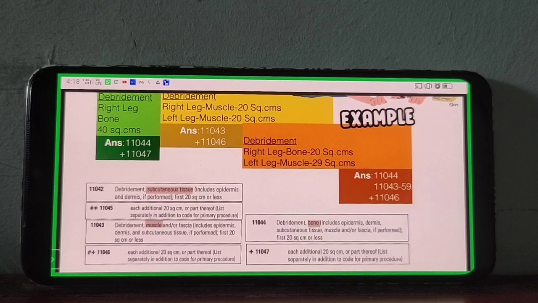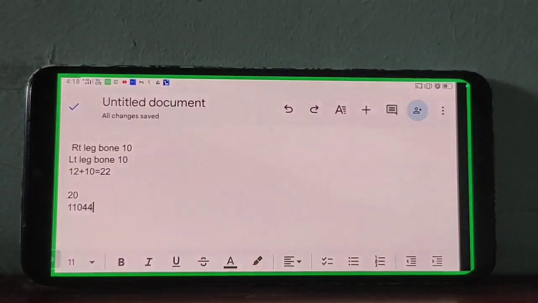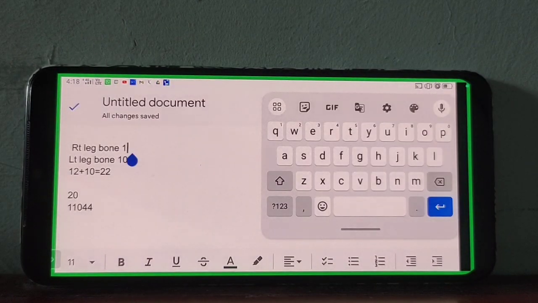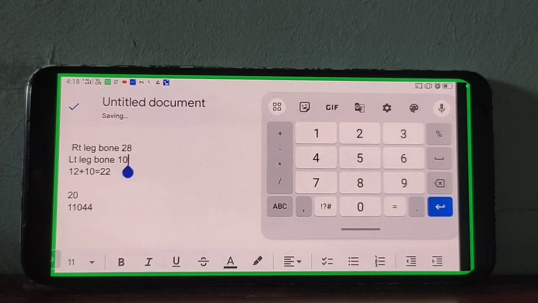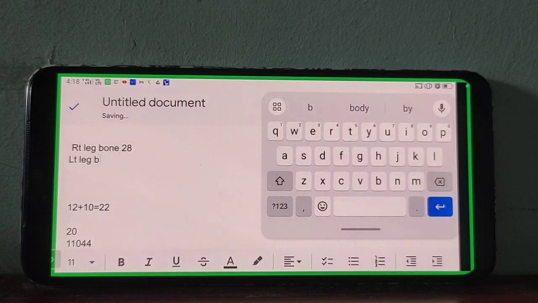Ma'am, right leg bone 28 square centimeters plus left leg muscles 29 square centimeters. Right leg bone 28, yes. Left leg muscle 29.